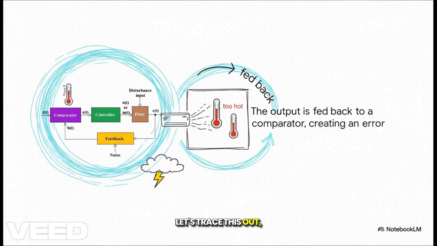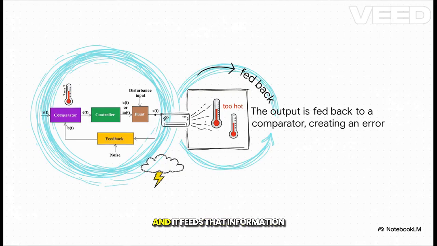Let's trace this out, because this is where the magic happens. Your input, let's say you set the thermostat to 72 degrees, goes to a comparator. At the same time, a sensor measures the actual room temperature. That's the output, and it feeds that information back to that same comparator. So if the room is, say, 75 degrees, the comparator sees the difference and generates an error signal. That signal tells the controller, hey, we're too hot, kick on the AC. And this whole loop just keeps running, making tiny adjustments until that error is zero.